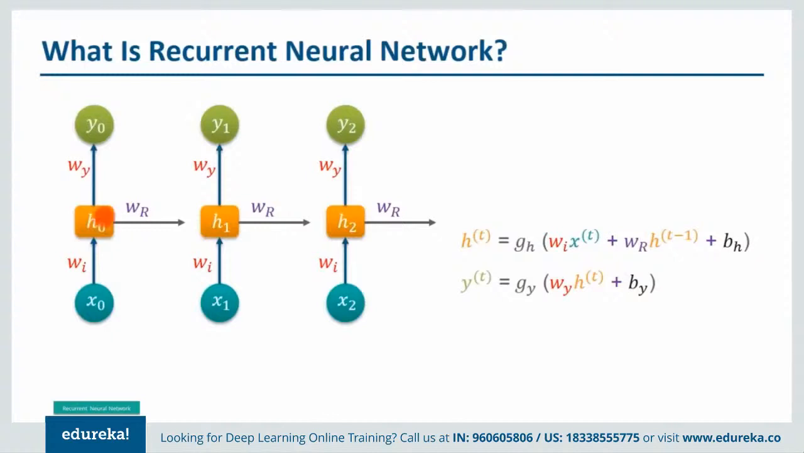After that I want to calculate y0. So for y0 I'll multiply h of 0 with the weight matrix Wi and add a bias to it and pass it through a function g of y to get y0.